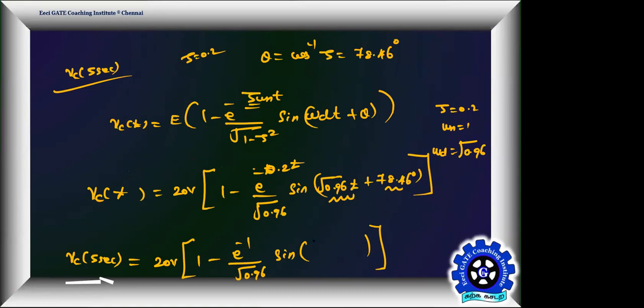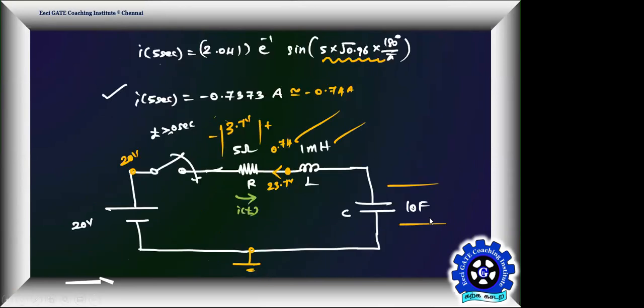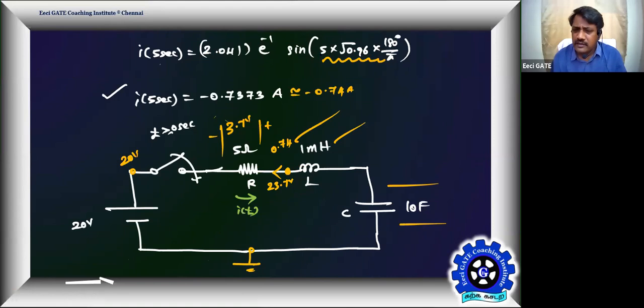Minus 0.9826, sir. Why minus 0.9826? Are you talking about the answer, Fadil? I'm asking about the angle. It is 5 into root 0.96 into 180 by pi.